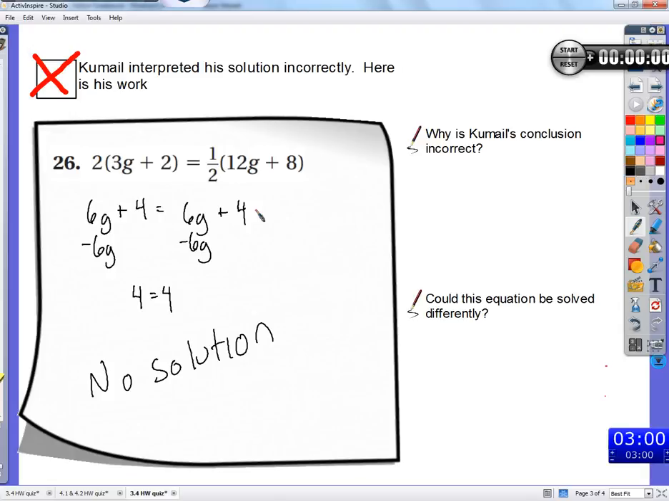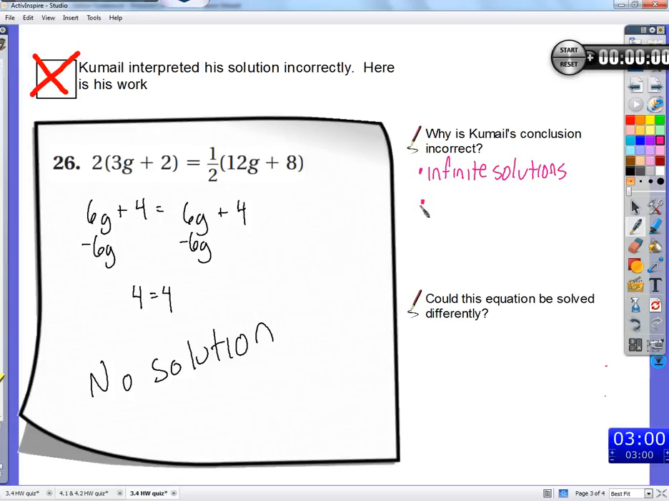So how many solutions are there? Infinite solutions, not no solutions. Any number you plug in for G is going to work. It could be positive, negative, decimal, fraction, square roots. Zero. If we put zero in there, zero plus four equals zero plus four, four equals four. No matter what we put in for G, it's always going to be true. In fact, you'd have a hard time trying to make this not true, unless you do it incorrectly and put something in for one G and something else for the other G. But there's nothing that doesn't work.